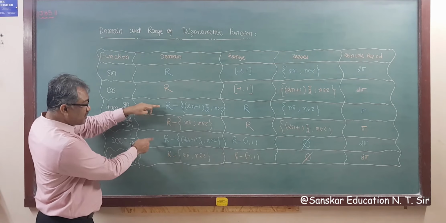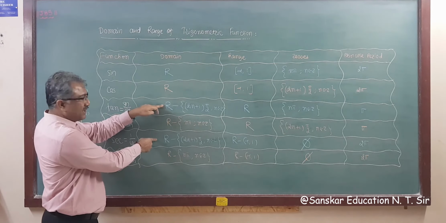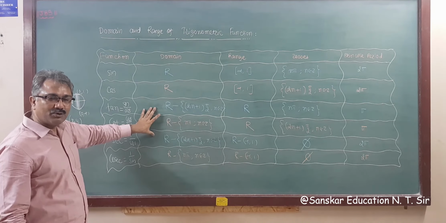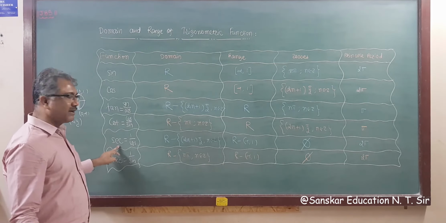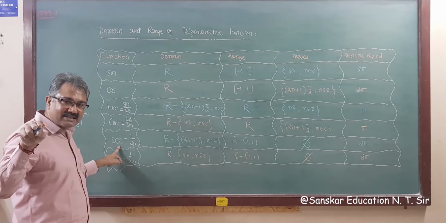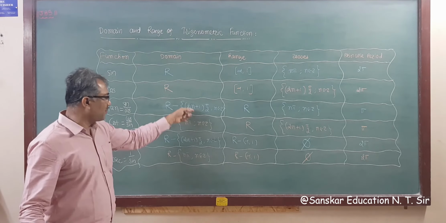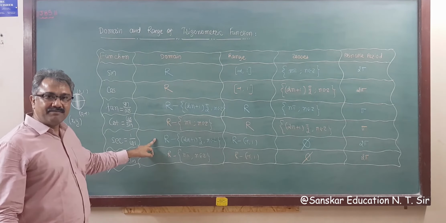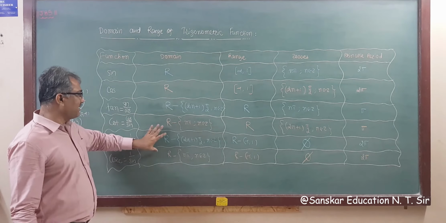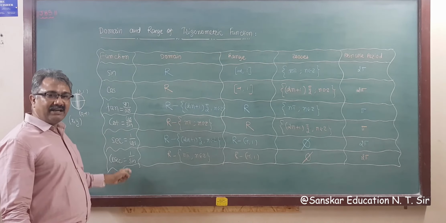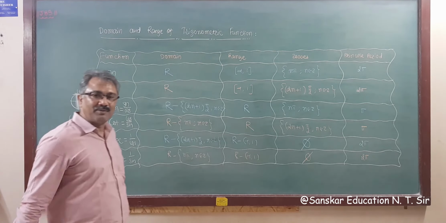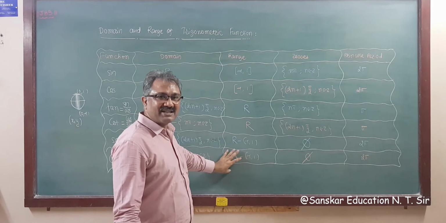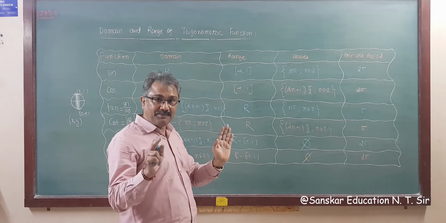Now tan and sec have the domain R minus twice n plus 1 pi by 2, because in both tan and sec there is cos, so you have to subtract the set of zeros of cos, which is twice n plus 1 pi by 2. So tan and sec have the same domain, and cot and cosec have the same domain, because in both there is sine in the denominator, so you subtract the set of zeros of sine. Now for the range, sin and cos are the same, tan and cot are the same, and sec and cosec are the same. You have to remember it like this, in pairs.